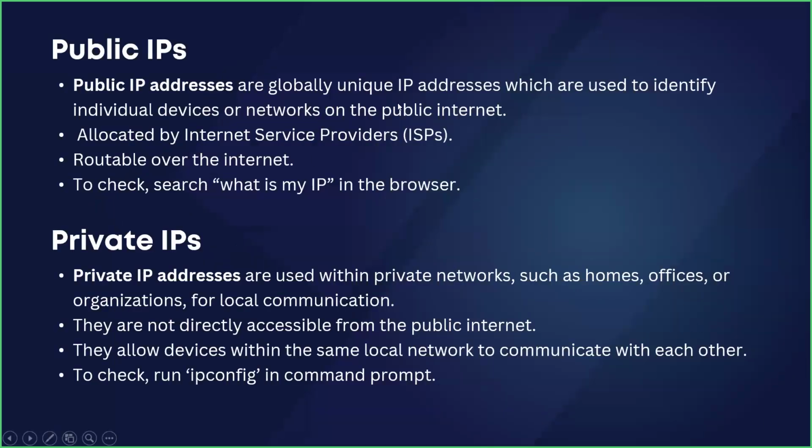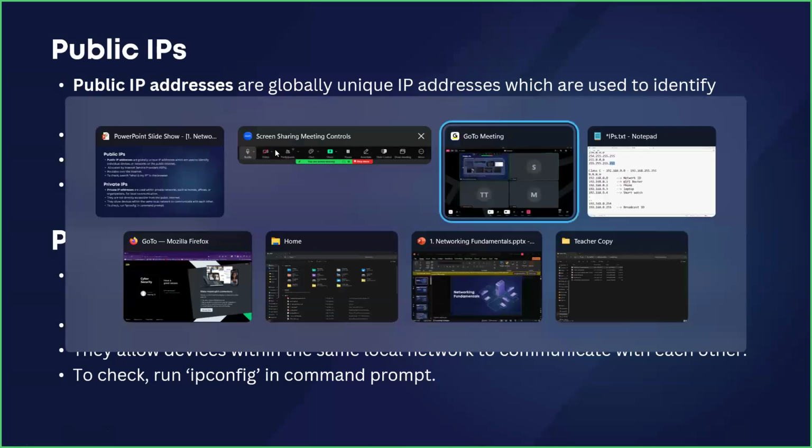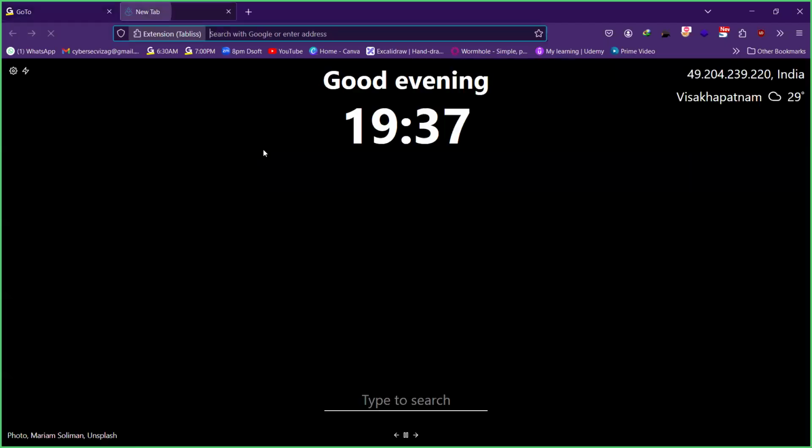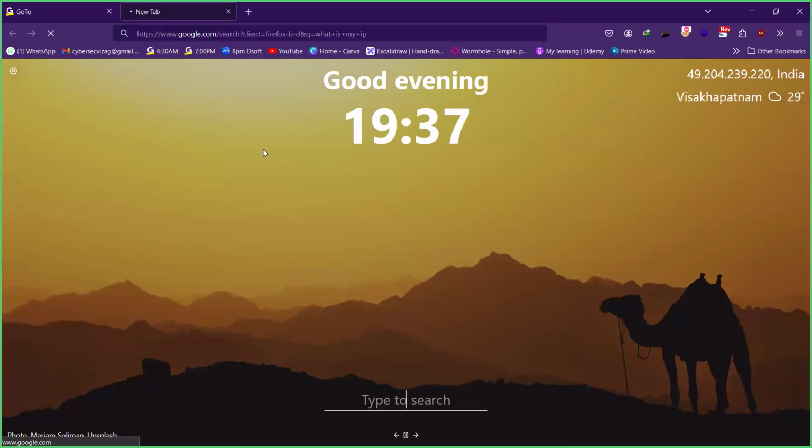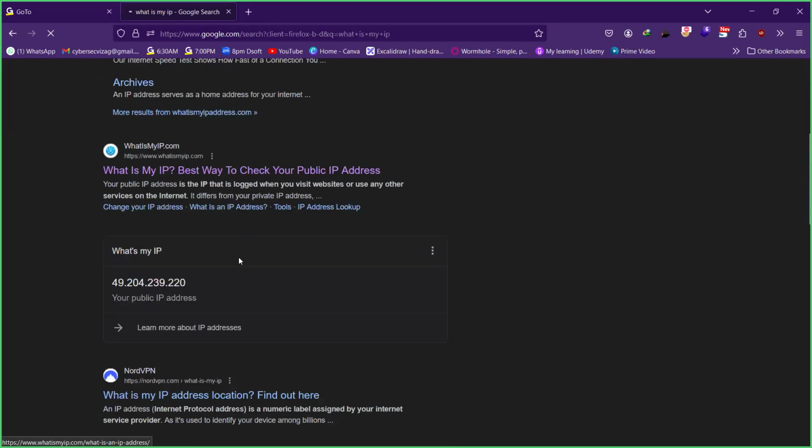So to define it, public IPs are IPs that are globally unique, which are used to identify devices on the internet. They're allocated by the ISPs and they are routable over the internet. And if you want to check what your public IP is, you can go to your browser and search for "what is my IP". So this is what that IP looks like. This is an example of my public IP.